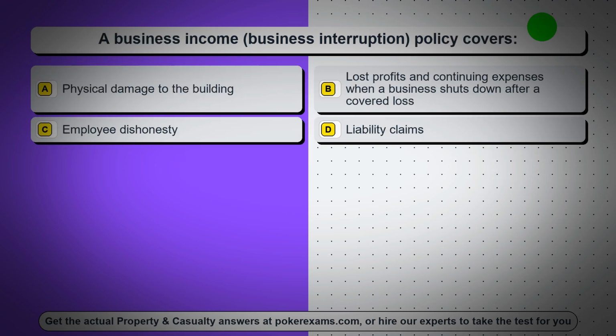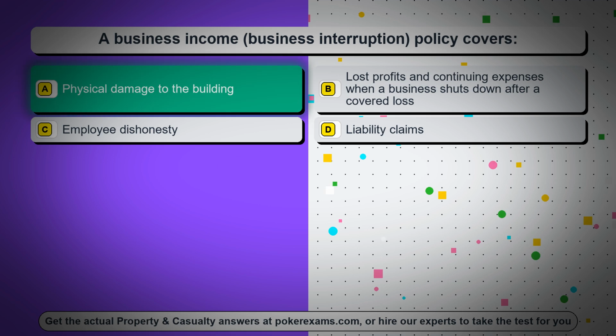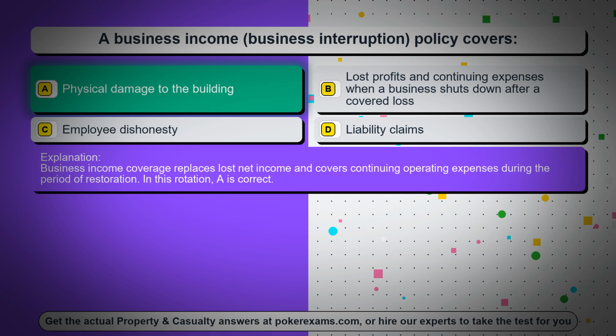Question 95. A business income, business interruption, policy covers option A, physical damage to the building. Option B, lost profits and continuing expenses when a business shuts down after a covered loss. Option C, employee dishonesty. Option D, liability claims. The correct answer is option A. Physical damage to the building. Business income coverage replaces lost net income and covers continuing operating expenses during the period of restoration. In this rotation, A is correct.